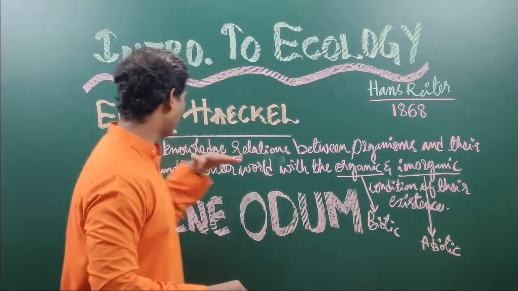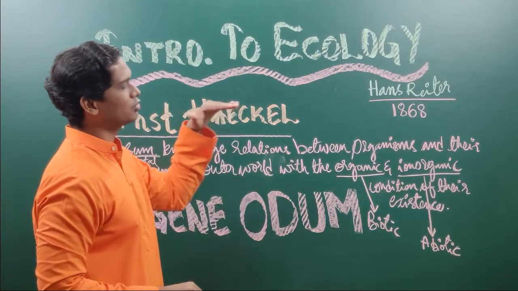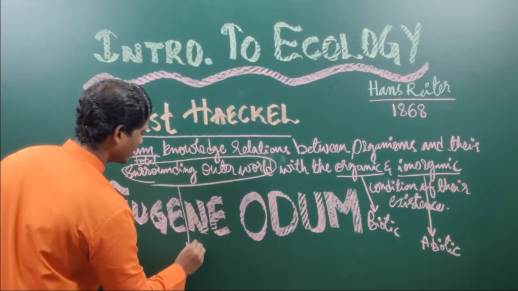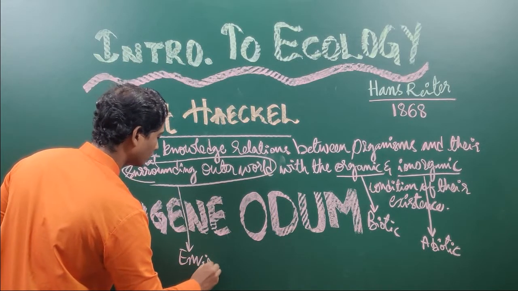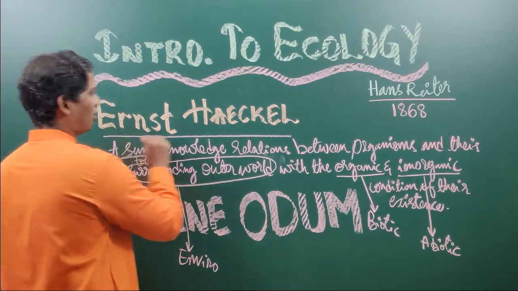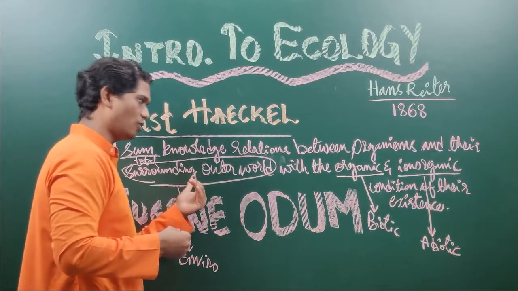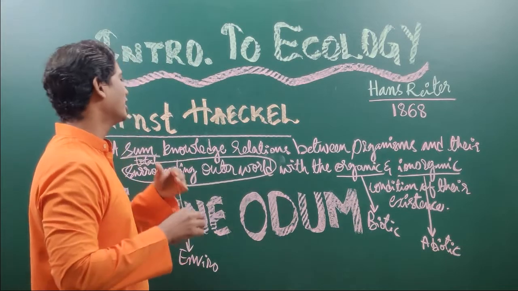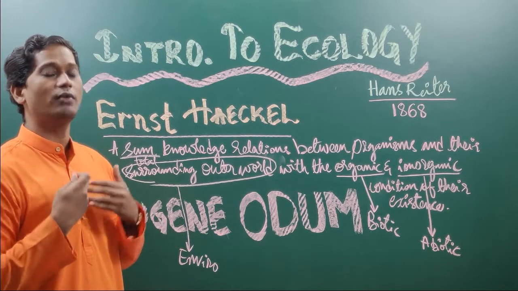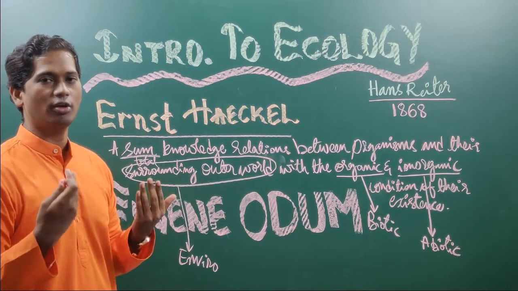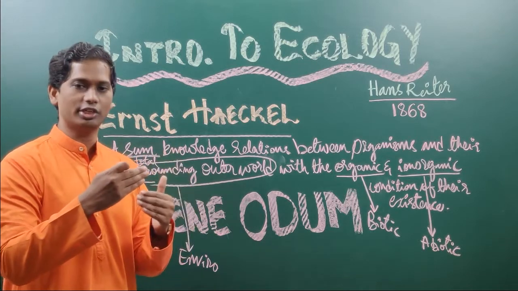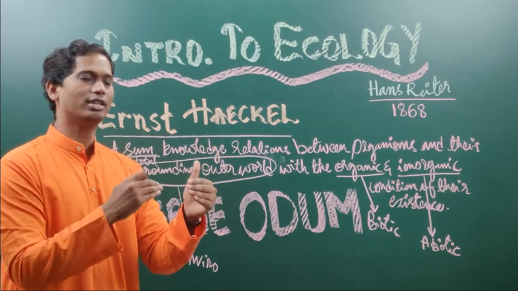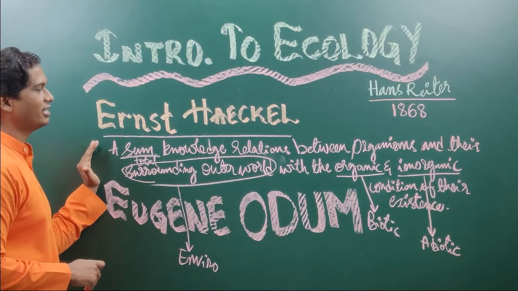See, I am an organism. The first line says some knowledge of relation between organisms and their surrounding outer world. See, surrounding outer world for him was environment. I can simply call this the environment. The first line says that all the living organisms, including me, and their surrounding outer world with organic and inorganic conditions of their existence is called ecology. It means I am an organism, I have a surrounding outer world, right? Who is the surrounding outer world for me? Environment. If I and the environment interact with each other with biotic and abiotic conditions, that type of study is called ecology. Who said this? Ernst Haeckel. I hope you are clear with his definition.